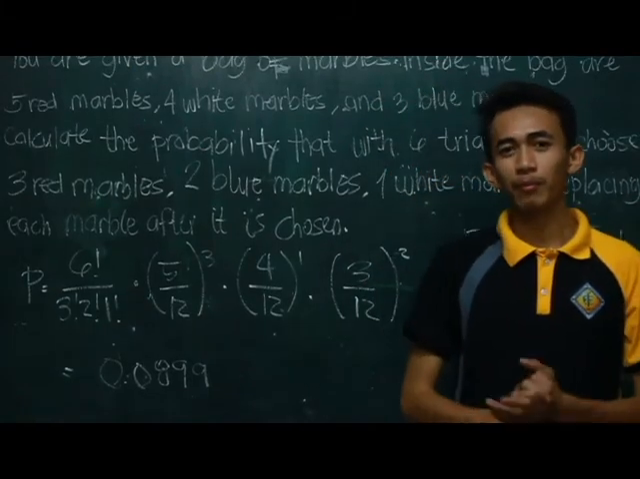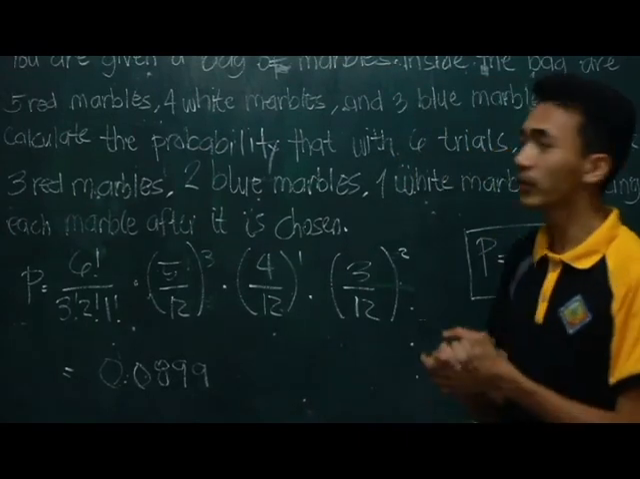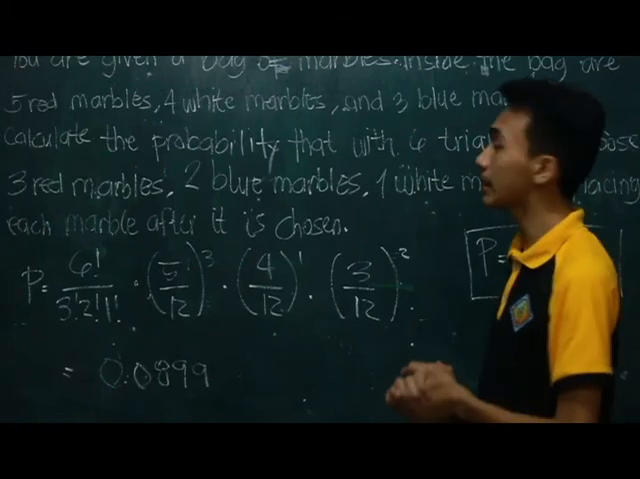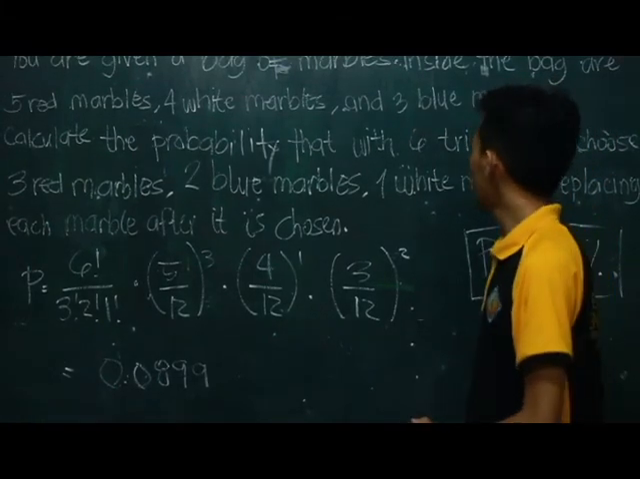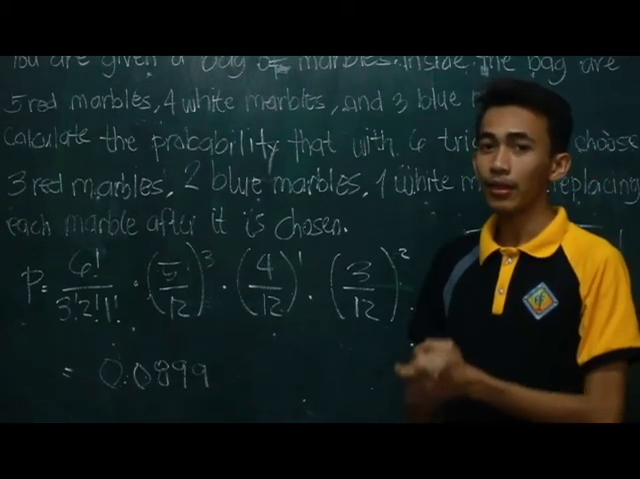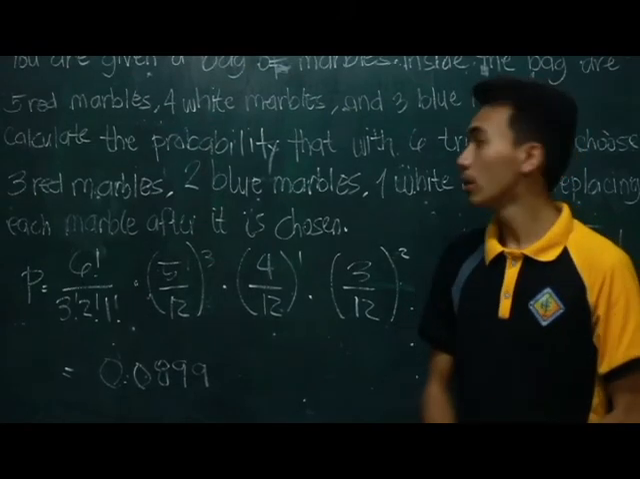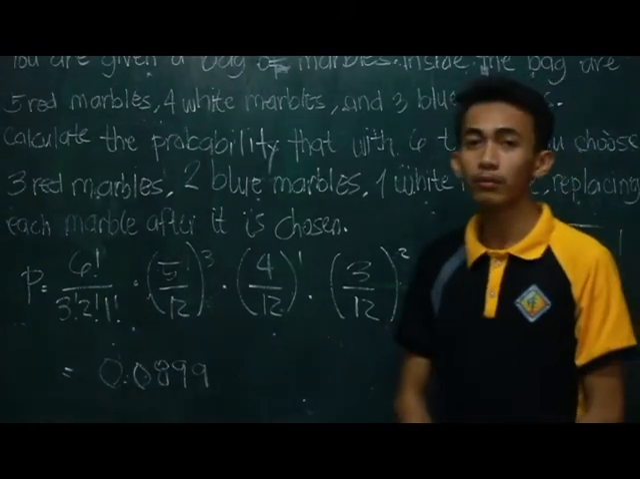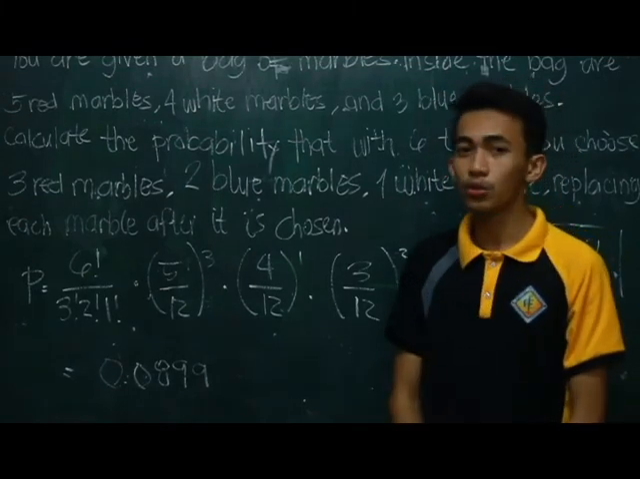So we have here a problem from multinomial distribution. It says here, you are given a bag of marbles. Inside the bag are 5 red marbles, 4 white marbles, and 3 blue marbles. Calculate the probability that with 6 trials, you choose 3 red marbles, 2 blue marbles, and 1 white marble, replacing each marble after it is chosen.